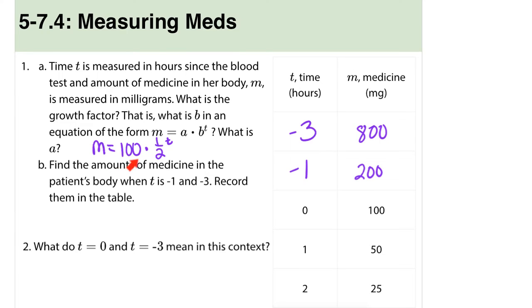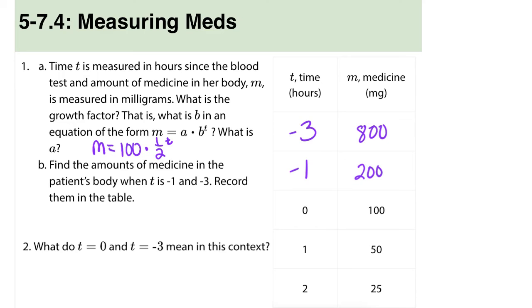Looking at this one, the equation that we wrote is going to be 100, that's your starting value according to the table here, times 1/2, that's the growth factor because every hour, the amount in the bloodstream is getting cut in half, to the T power. Find the amounts of medicine in the patient's body when T is -1 and -3. At -1 hours, there would have been 200 milligrams in the bloodstream, and at -3 hours, there would have been 800 milligrams. You can figure that out by plugging in -1 and -3 for T, or you can use some reasoning and go backwards in the table.